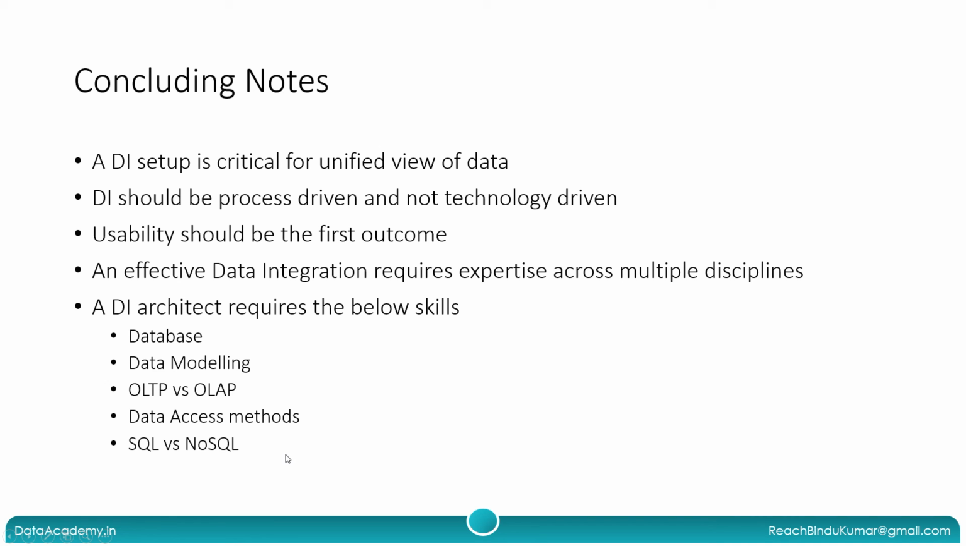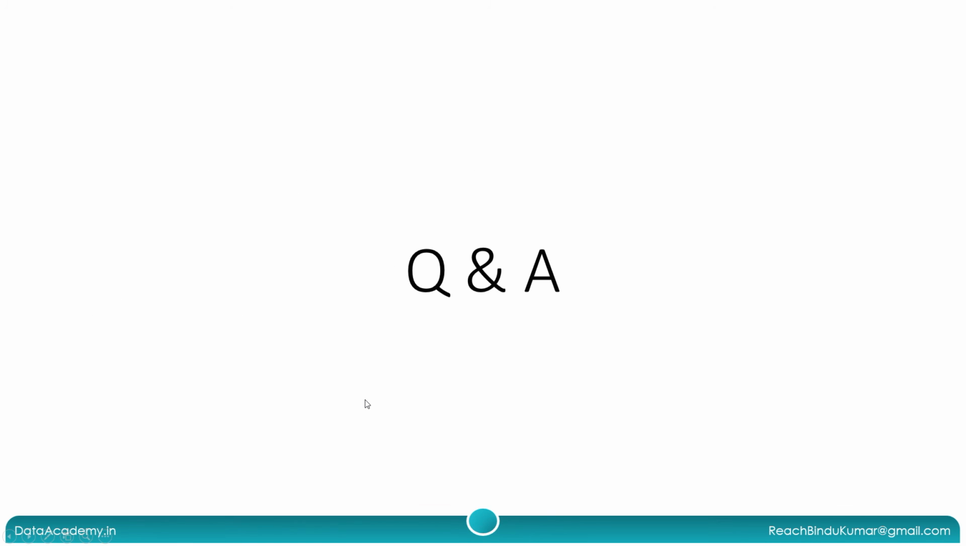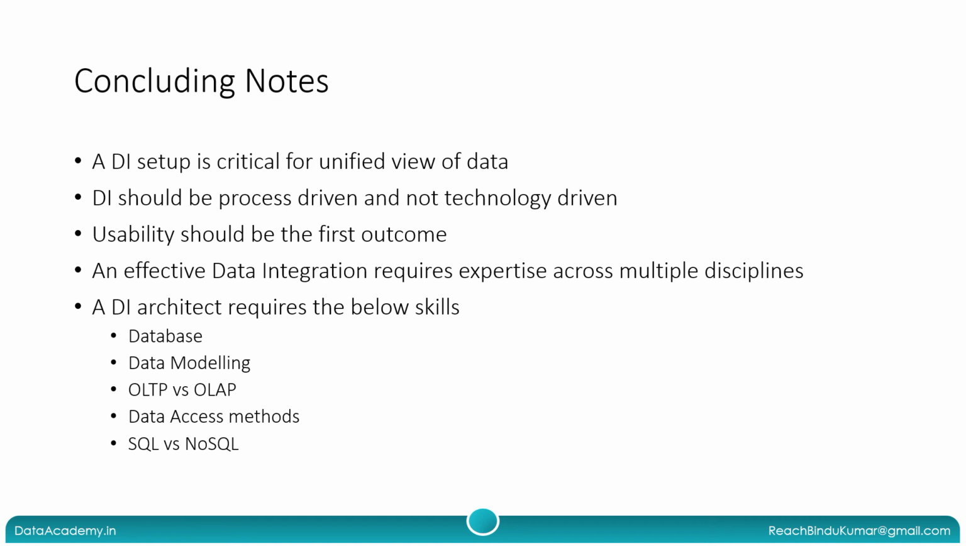Of course, this is a very, very small and high level list. There are a lot of other things that an architect should possess. But these are the things at a high level. If the architect knows this, then it will result in an effective data integration project. Right. So with this, we have come to the end of the session.